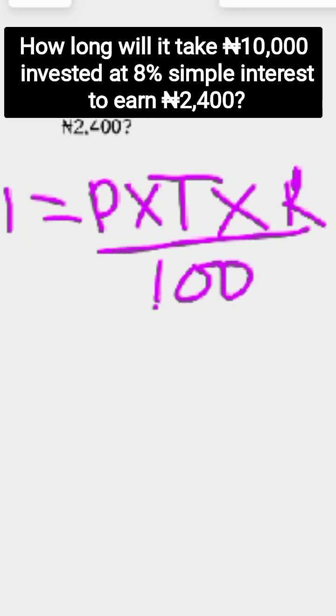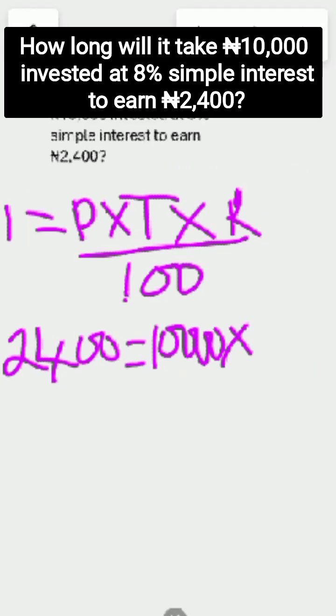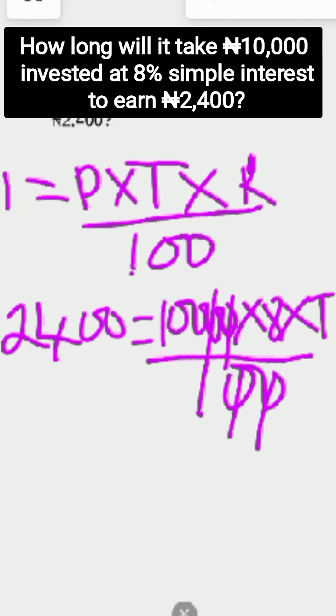So we have the principal here. We have the interest as 2,400. 2,400 is equal to, principal is 10,000, times rate, which is 8%, times time, all over 100. So let's divide: this 0 crosses this 0, this 0 crosses this 0. We have 100 times 8 times t. So 100 times 8 is 800 times t, that is 800t.